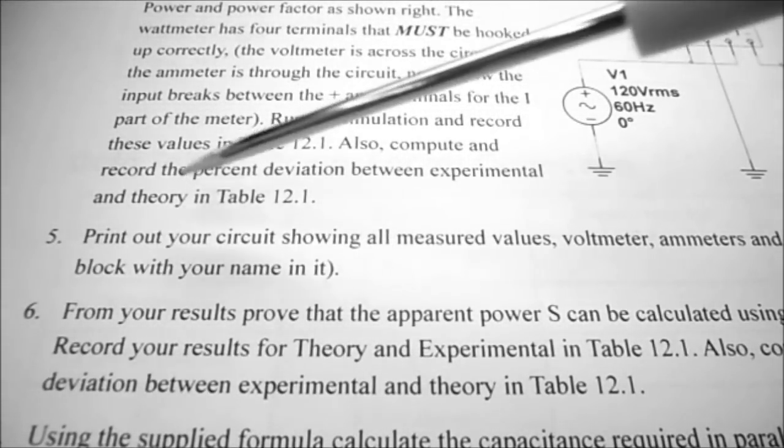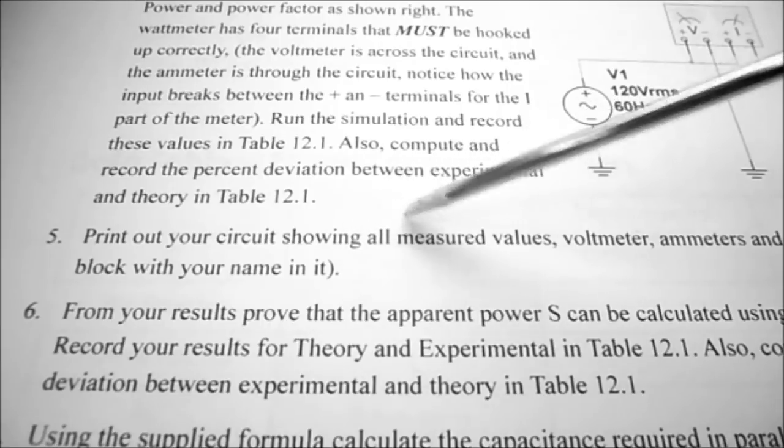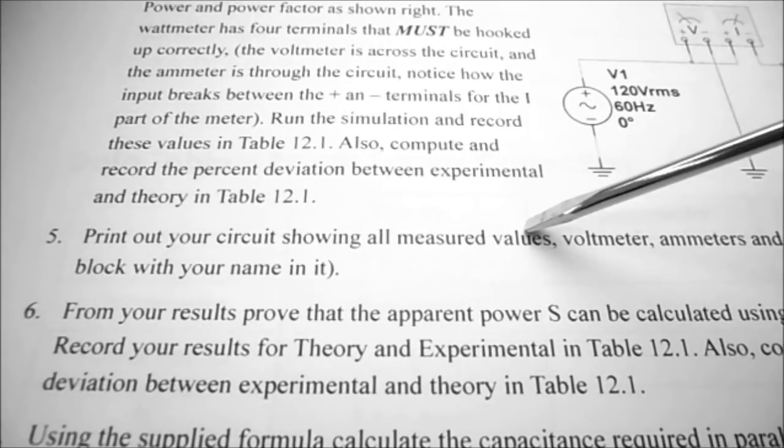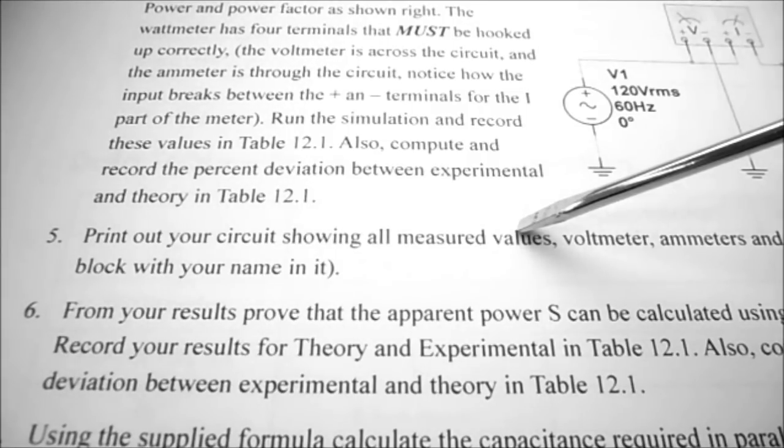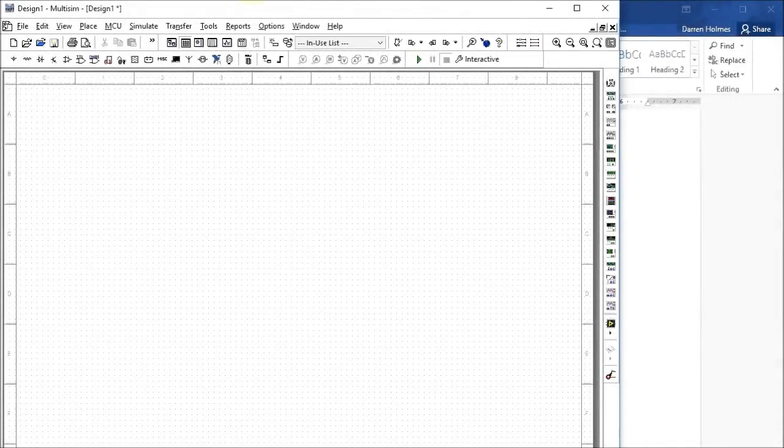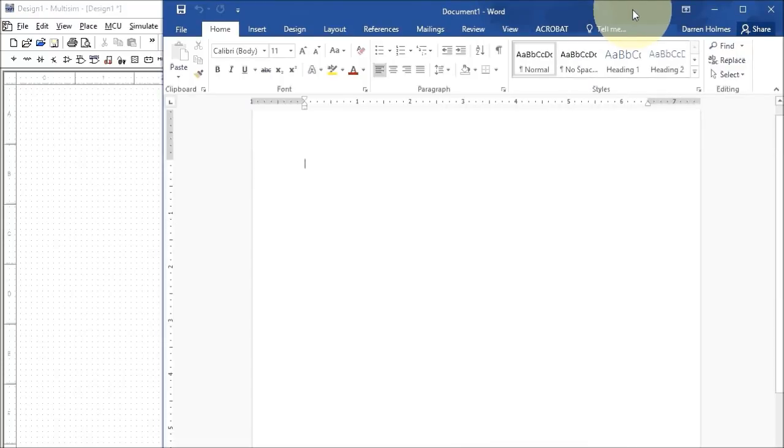Now under procedure, step 5, we're to print your circuit showing all measured values. We're going to have a problem with the wattmeter because that won't print directly from Multisim. So I'll have to show you how to capture that and put it into a Word document. So I want to show you how to use Multisim to set up the single phase circuit. So I've got Multisim on one side, and on the other side here I have my Word document open.